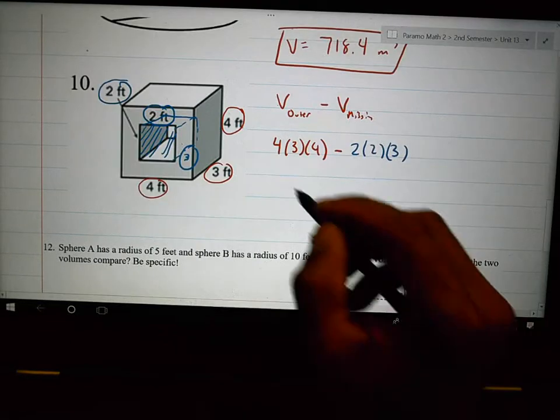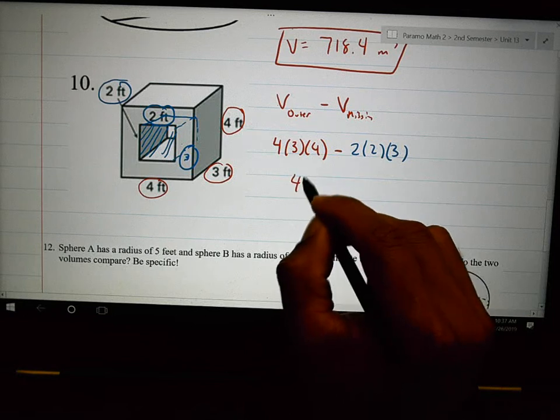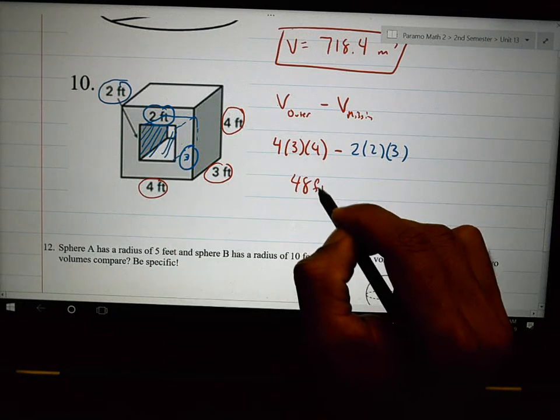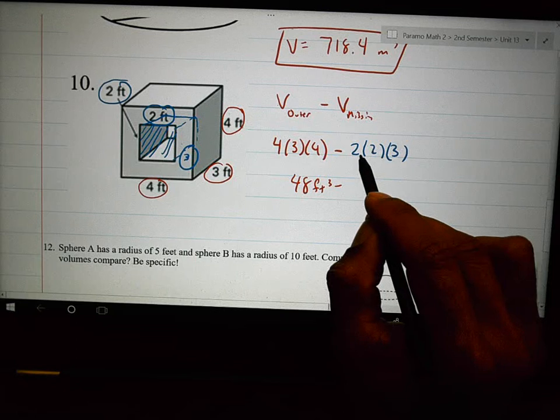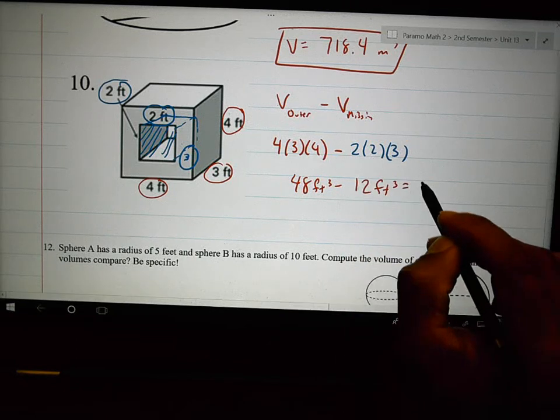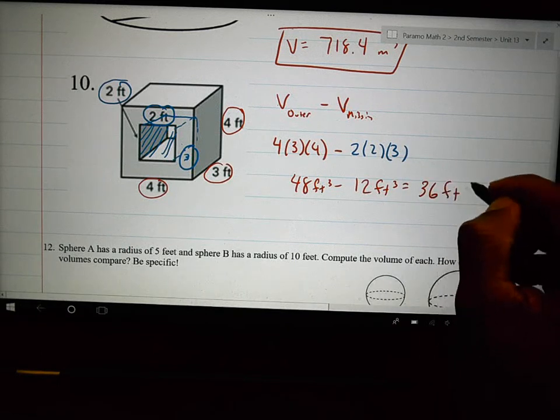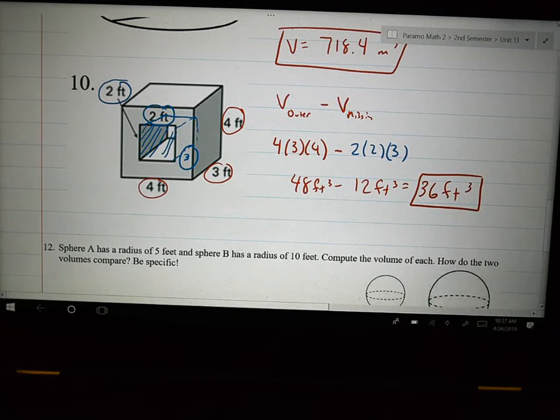Now I'm going to work out the problem. 4 times 3 is 12, times 4 is 48 feet cubed, minus 2 times 2 is 4, times 3 is 12 feet cubed, which comes out to be 36 cubic feet.